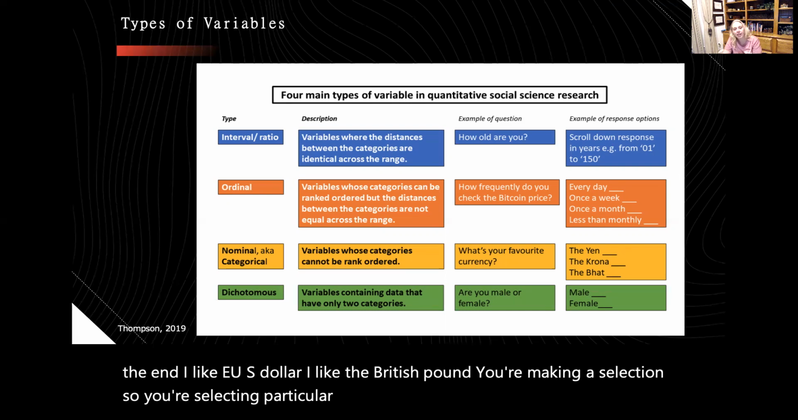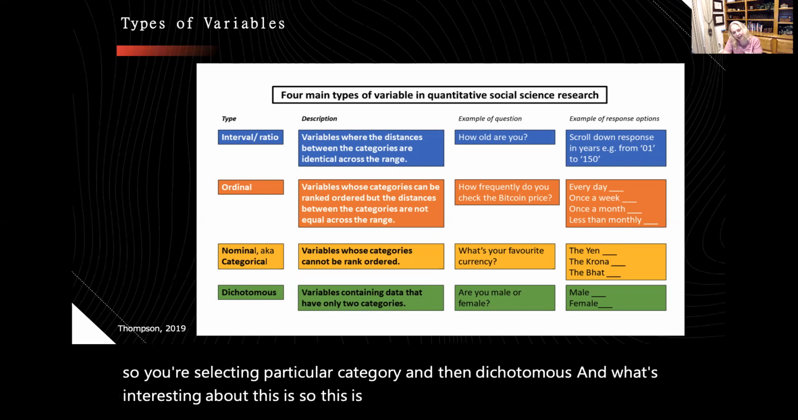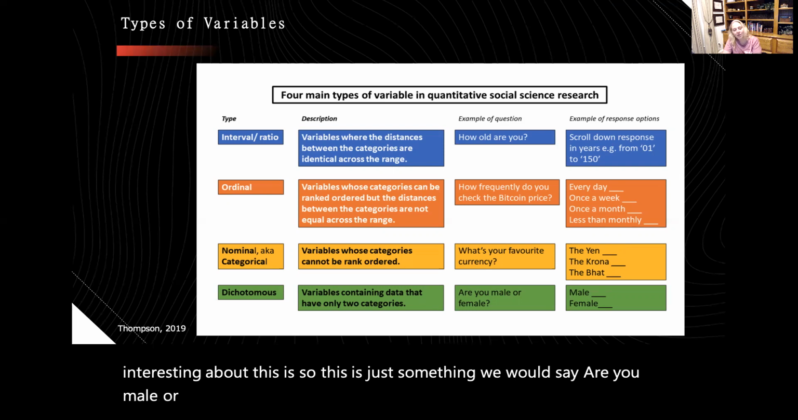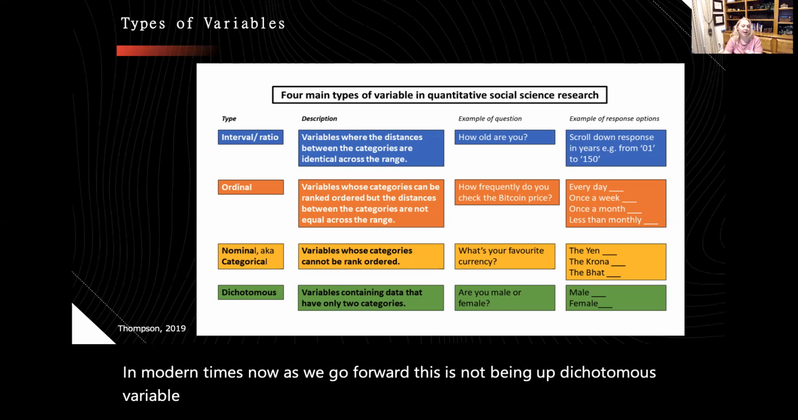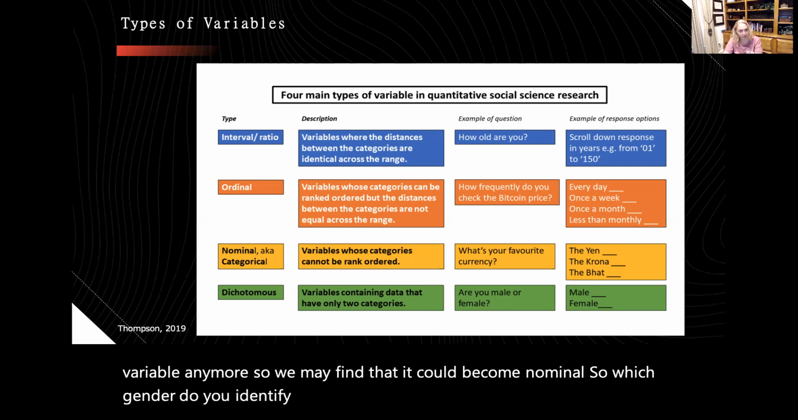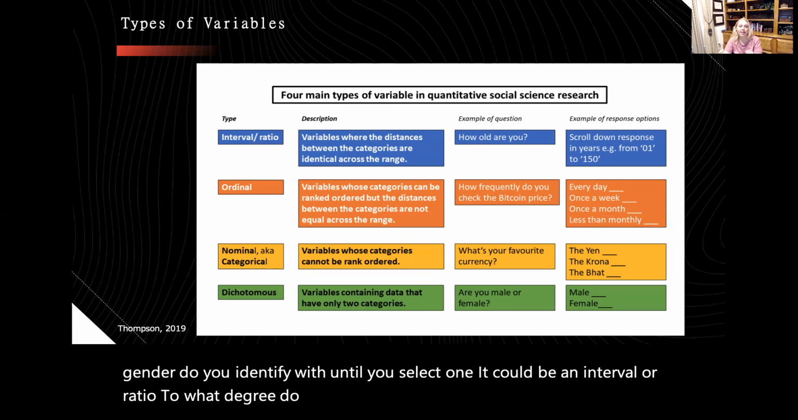And then dichotomous, and what's interesting about this is, traditionally we would say, are you male or female? Right? Now, going forward in the modern day, this is not a dichotomous variable anymore. So we may find that it could become nominal. So which gender do you identify with? And so you select one. It could be an interval or a ratio. To what degree do you identify as male or female? There are inventories that assess that.